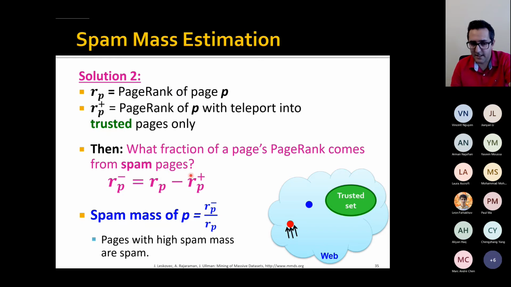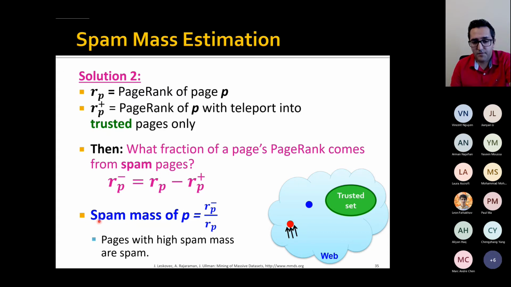So the idea is if this is a spam page, this will be a positive number because in the regular PageRank algorithm, it gets some score because all of those spam pages give it some score, right? But in the trusted version, in theory it's far from these nodes, so it should not get much score. So this will be smaller than this, and as a result, when we subtract it, this R sub p minus will be a positive number.